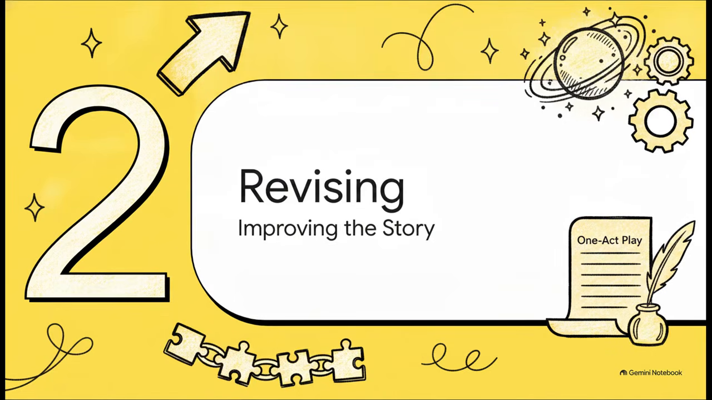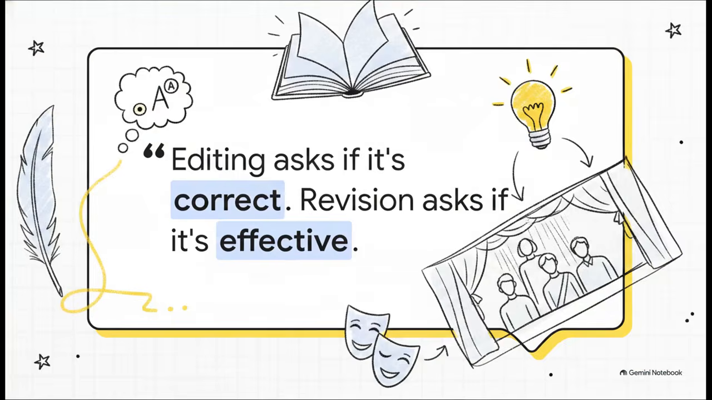And that brings us to Section 2, revising, where we shift gears to focus on improving the story itself. So, we're transitioning from the micro-mechanics of fixing typos to the macro magic of actually upgrading the plot and strengthening your narrative. I really want you to internalize this core mantra. Editing asks, is it correct? While revision asks, is it effective?